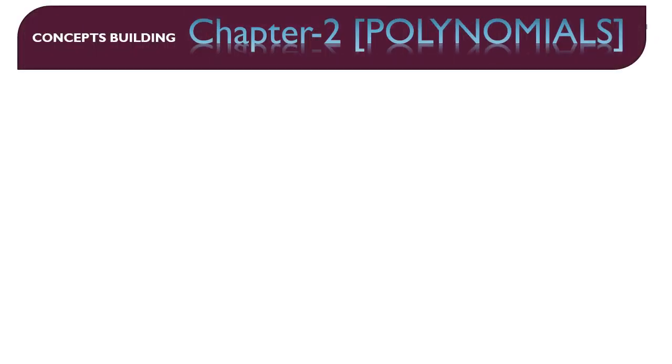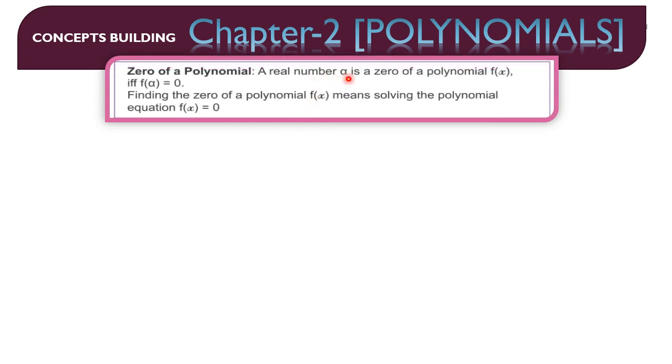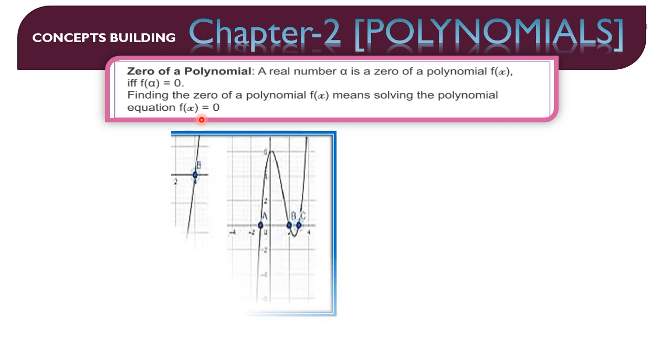Now students, the next concept is zeros of the polynomial. So here a real number alpha is a zero of the polynomial f(x) if and only if f(alpha) is equal to 0. And to find the zero of the polynomial f(x), we have to solve the polynomial equation f(x) equals 0 to get the zeros of the polynomial.